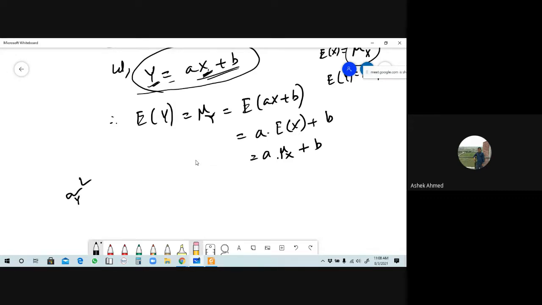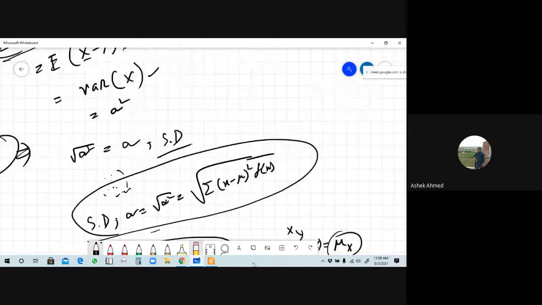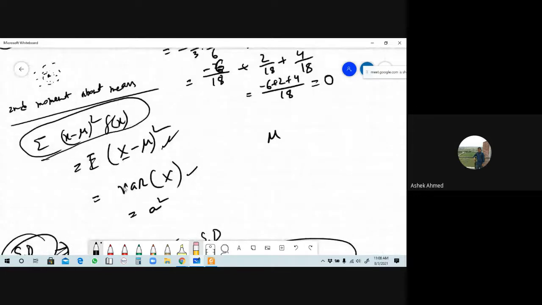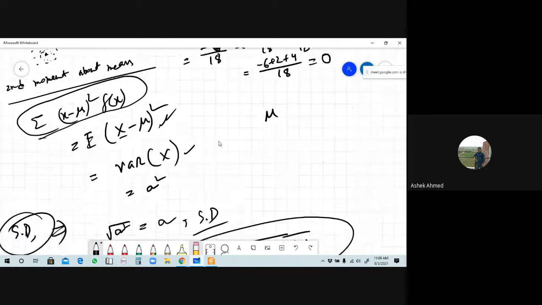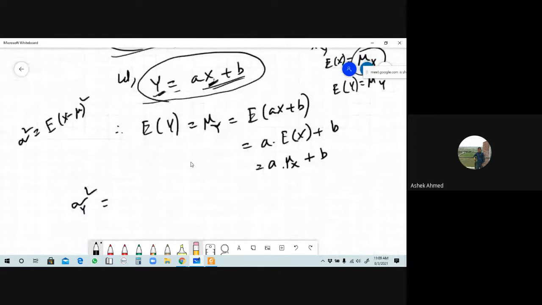Okay, so here we know that the variance was what? Expectation of x minus mu whole square. Is it right? Variance was, in the initial case, the expectation of x minus mu whole square. But here we are writing it for y.